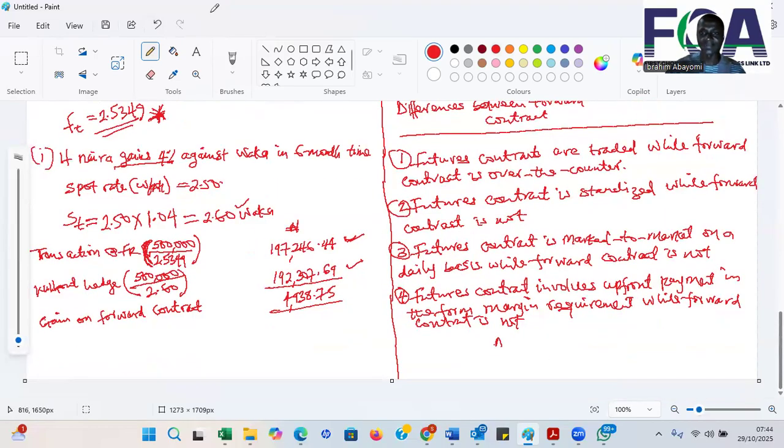I have party A, I have party B, and they enter into a futures contract. This man, we have to open an account. This man, we also have to open an account. This account is called a margin account. This margin is divided into two. We have what we call the initial margin, then we have the maintenance margin.